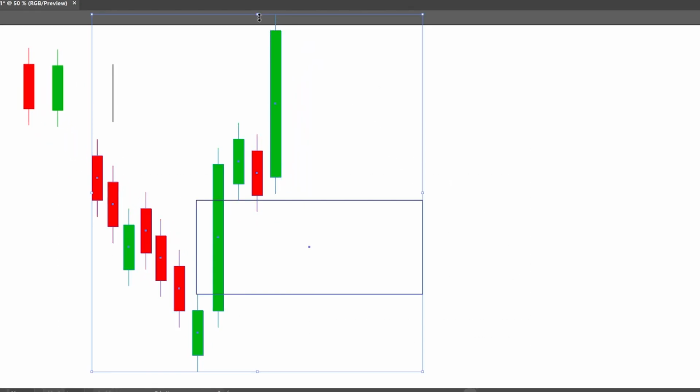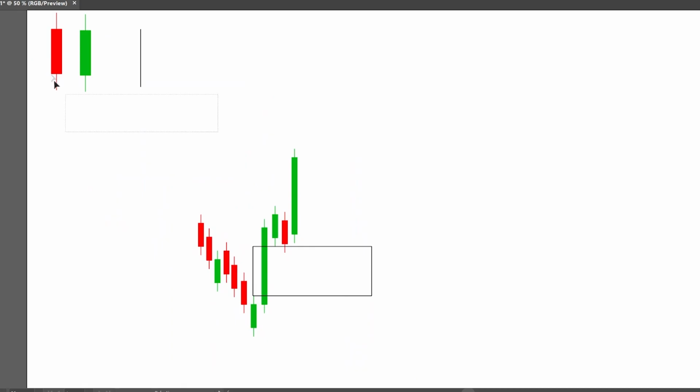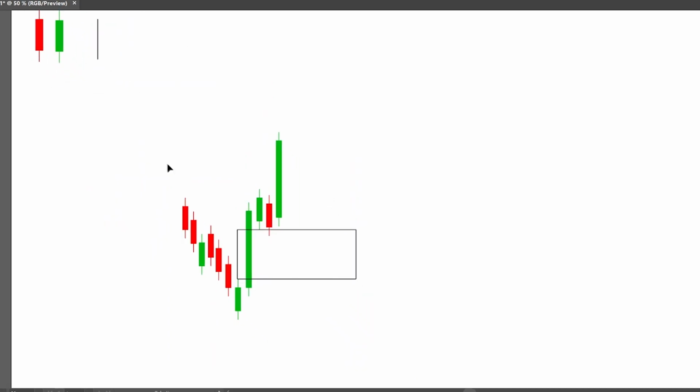I think I should be making this smaller. Sometimes it will create like this, so the price will never come back to this fair value gap. Okay.